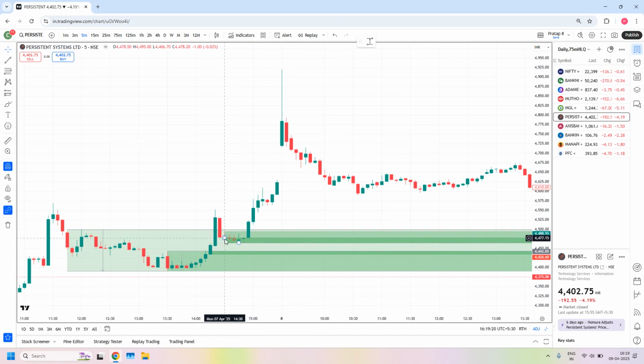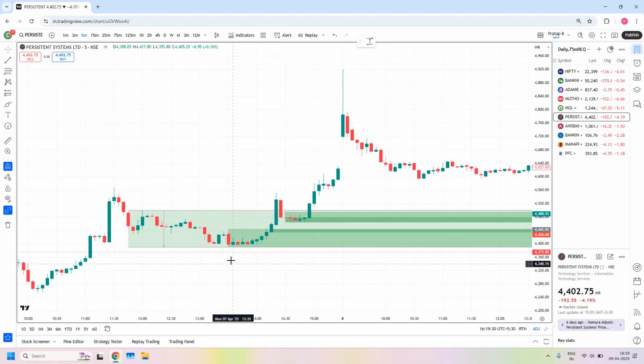Drop, 1, 2, 3, 4, 5 base candles and rally. And here drop, 1, 2, 3, 4, 5, 6, 7, 8, 9 candles, rally. But something is missing. Here they moved, and then you see a lot of movement here, but after that it slowly moved up. Clarity is missing here. There are higher chances this zone may violate.